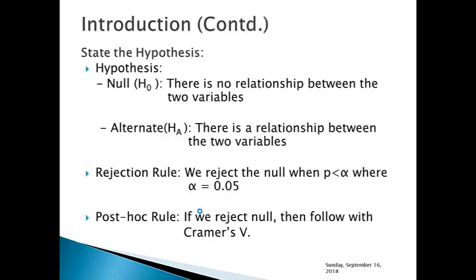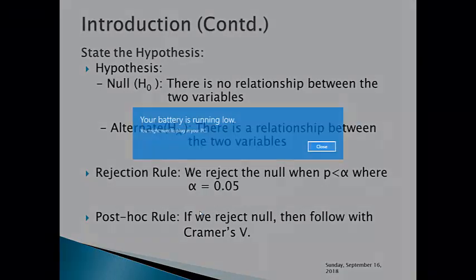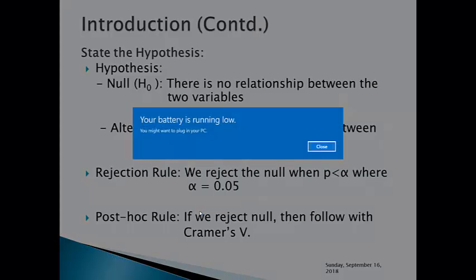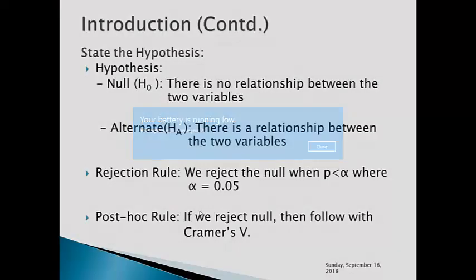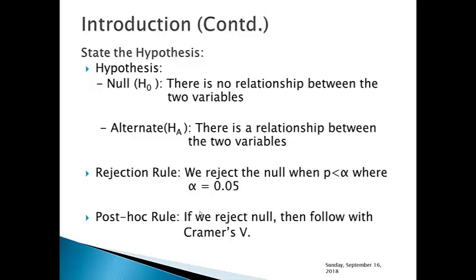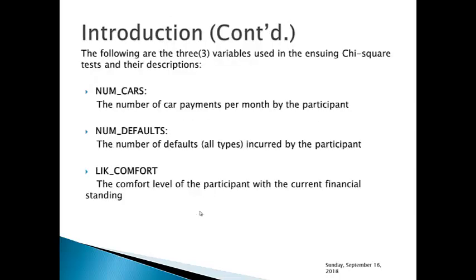Stating the hypothesis. The null hypothesis says there is no relationship between the two variables. The alternative hypothesis says there is a relationship between the two variables. The rejection rule is that we reject the null when the p is less than alpha, where alpha is equal to 0.05. If we reject the null, then we follow with Cramer's V.